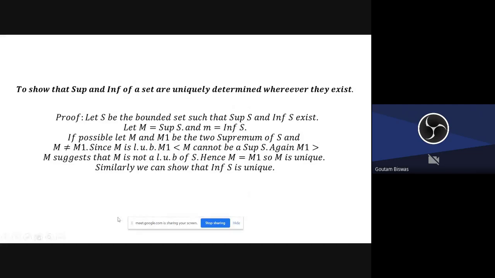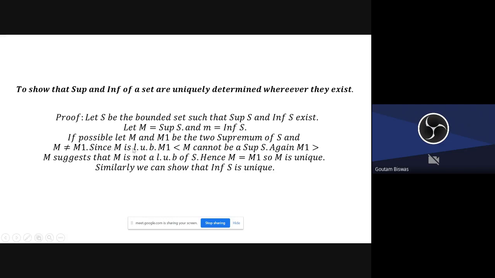Okay. So this is also another very easy theorem, but you must know it. Now another result is that sup and infimum of a set are uniquely determined. There is a uniqueness. So suppose, let M be equal to sup S and small m equal to infimum S. If possible, there are two sups, M and capital M1, and M is not equal to M1.